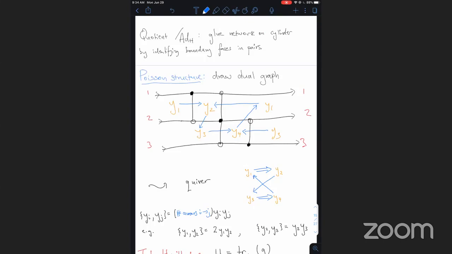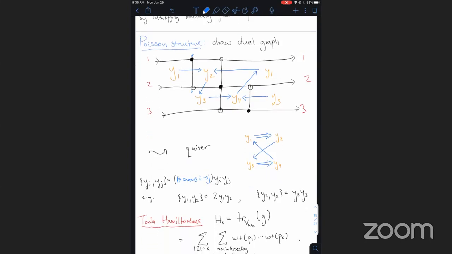I mean that whenever we see an edge in our network connecting a black vertex with a white vertex, we draw a directed arrow in the dual graph in such a way that as we go along this directed arrow, the white vertex lies on our right. So for instance, we have an arrow from y1 pointing to y2 because there's this edge between the black vertex here and the white vertex here. And the directionality is chosen so that the white vertex lies on the right. Okay, so we dualize the graph in this way.